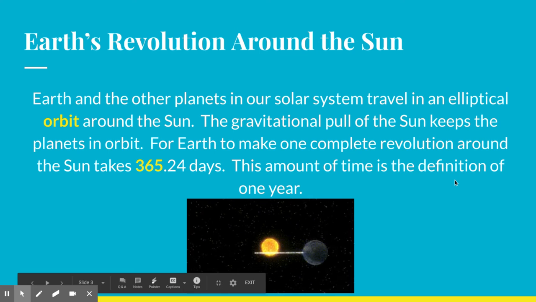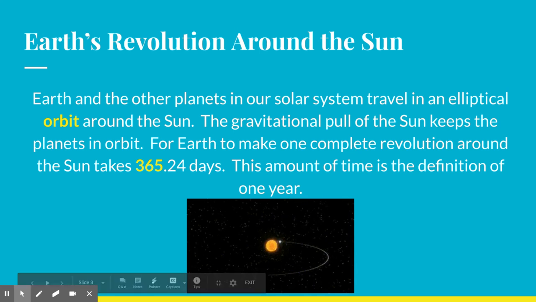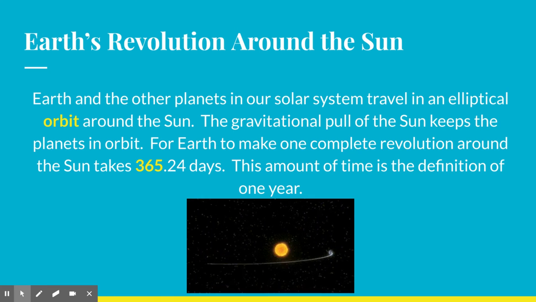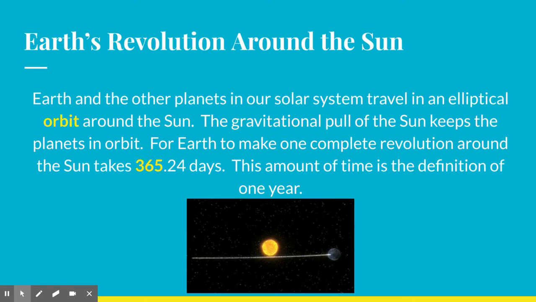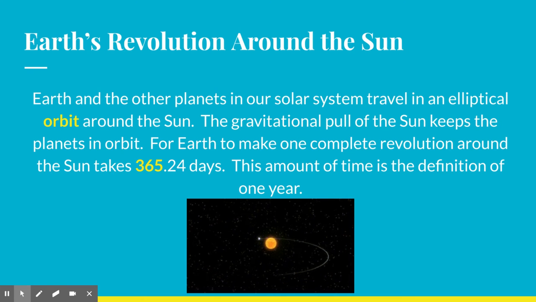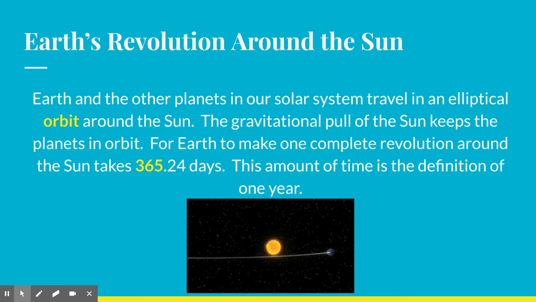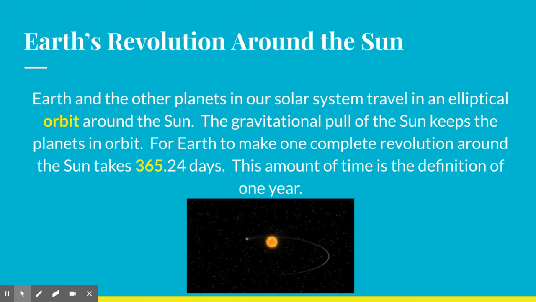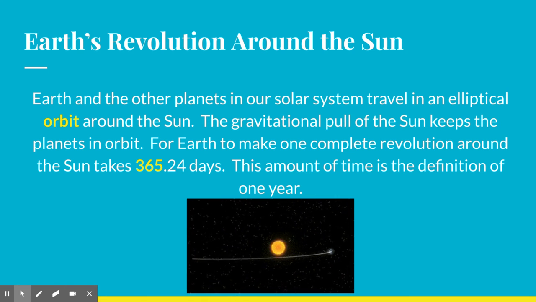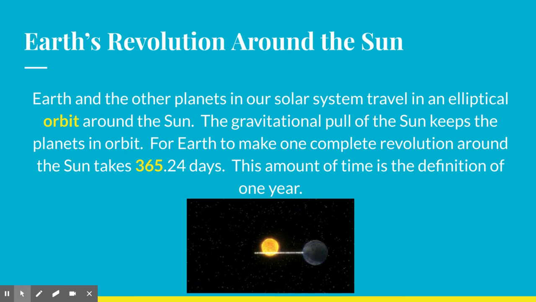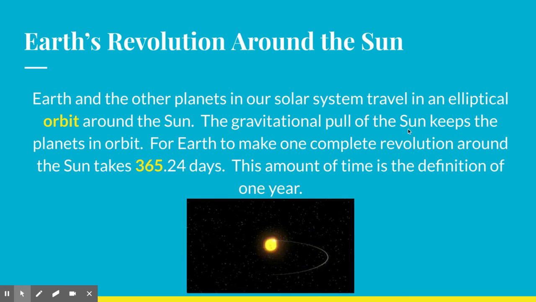If you think of an elliptical trainer machine, if you were to track the movement of your foot or your arm, it would be going in an oval shape as you use the machine. So Earth and all of the other planets travel in an elliptical orbit around the sun. Basically, they do this because of the gravitational pull of the sun, but we'll be going over that later on in detail.